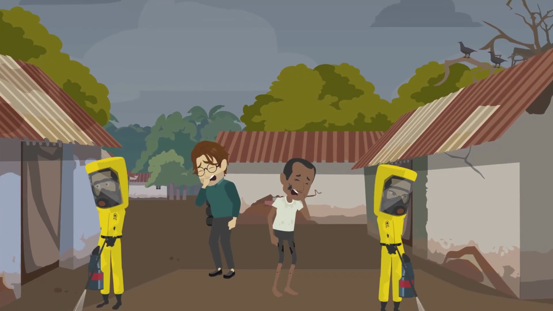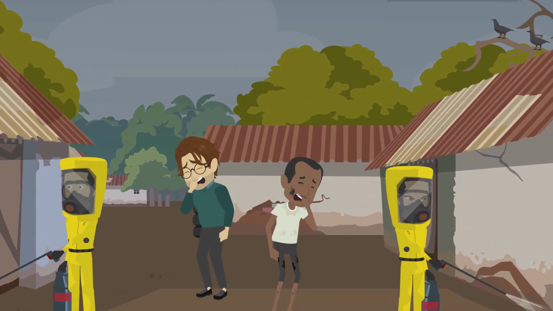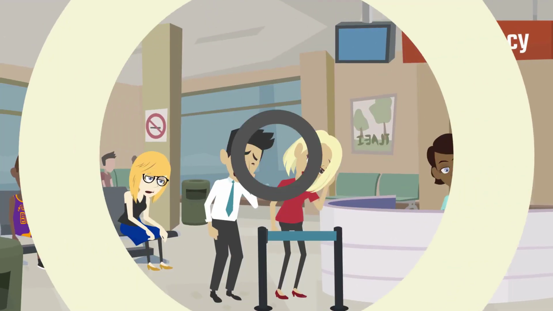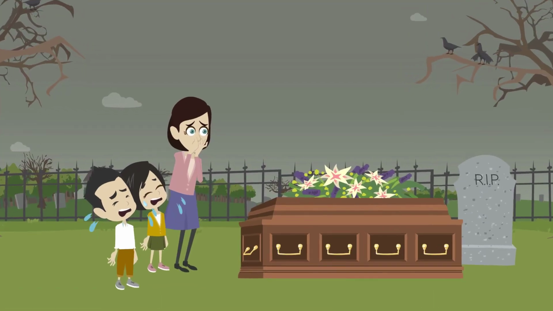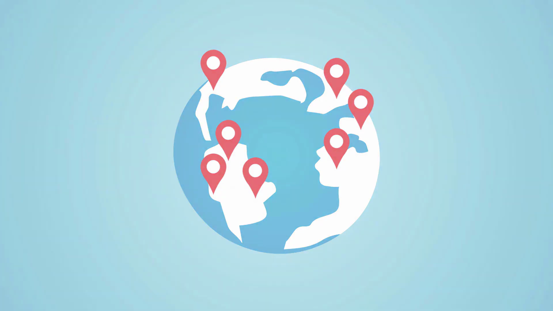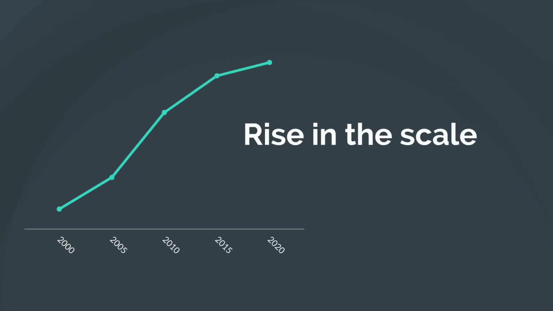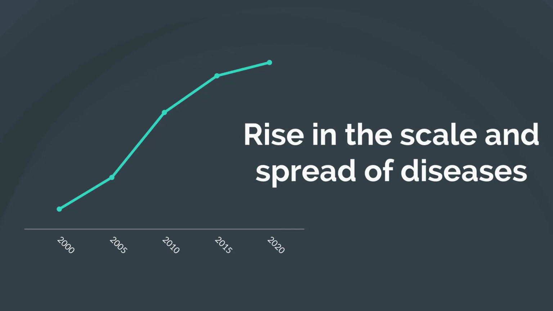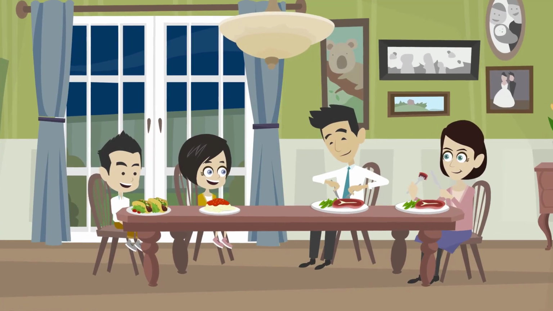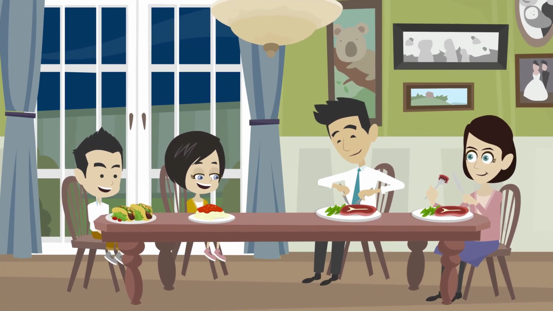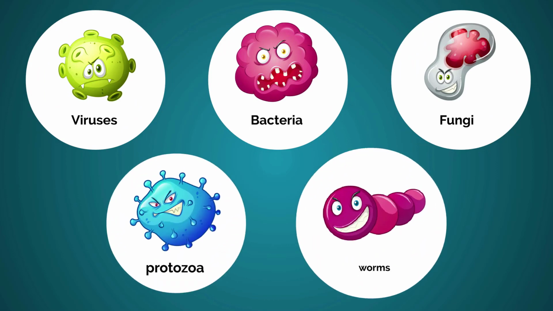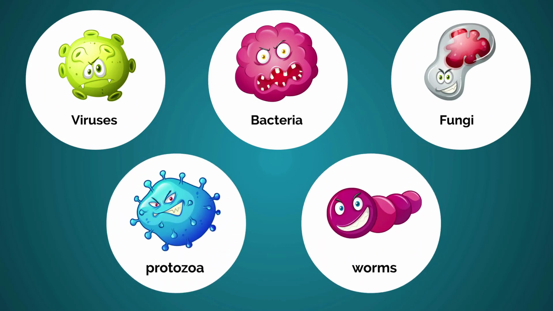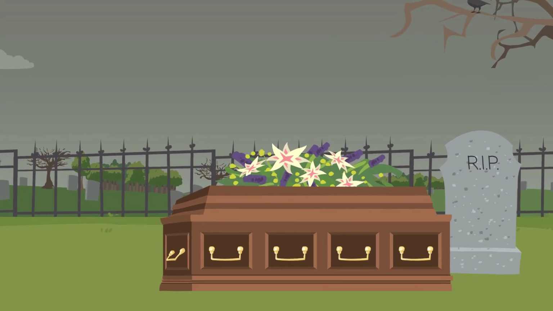Diseases and illnesses have plagued humanity since time immemorial. Even today they continue to be a major cause for misery and loss of lives across the world. There has been a marked rise in the scale and spread of diseases in recent times. We all know that health and well-being are of prime importance for humans, but pathogens like virus, bacteria, fungi, protozoa and worms pose a major threat and cause loss of lives.